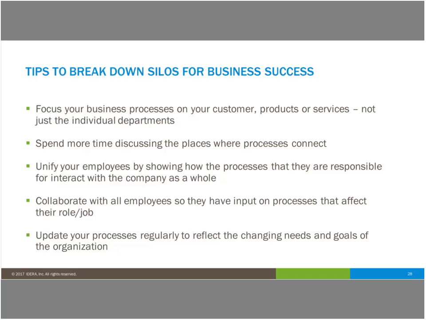You should spend more time discussing the places where the processes connect. So in that conversation diagram where you've got a lot of handoff points, you need to spend a lot more time talking about that and making sure that information is flowing correctly across the different silos. You can unify your employees by showing in the process the things that they're responsible for and how it interacts with the company as a whole. And that gives people a lot more of a sense of purpose towards meeting the goal.